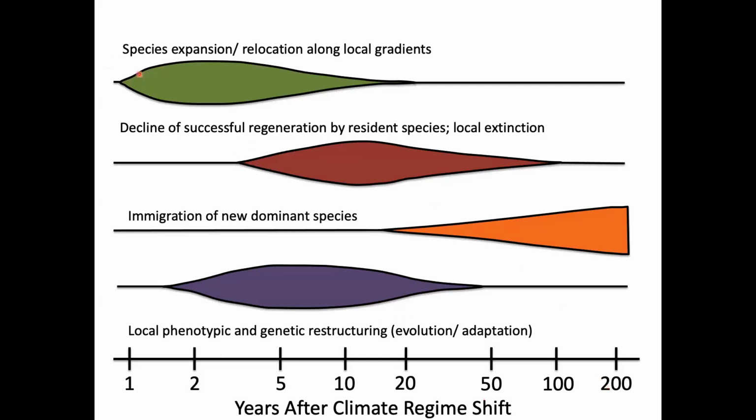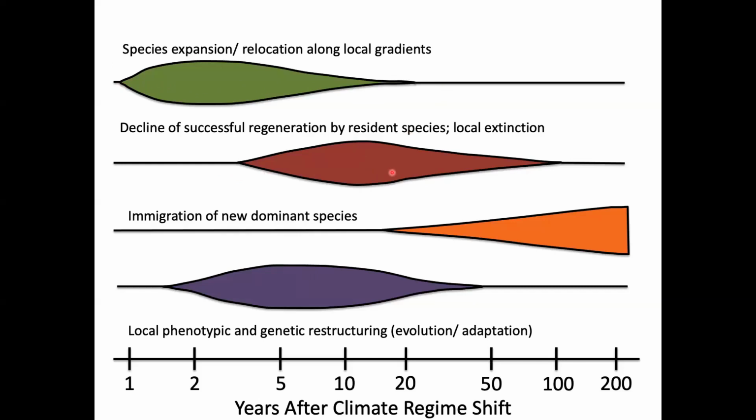So at the top there, we have species expansion and relocation along local gradients. So that the organisms that are present in the ecosystem effectively become selected by the climate treatments. And so the ones that are particularly well adapted can expand and others decline. And that process has been detected at Buxton, as you'll see, and is expected to play out over decades.